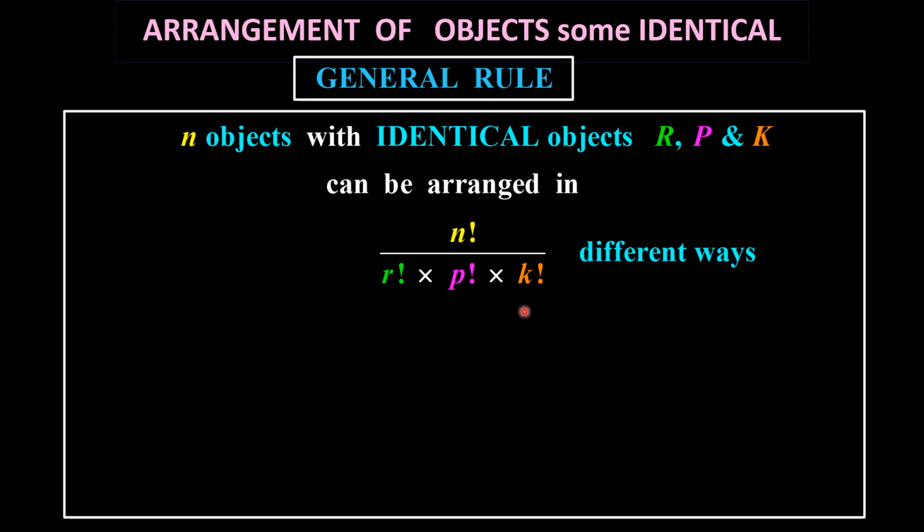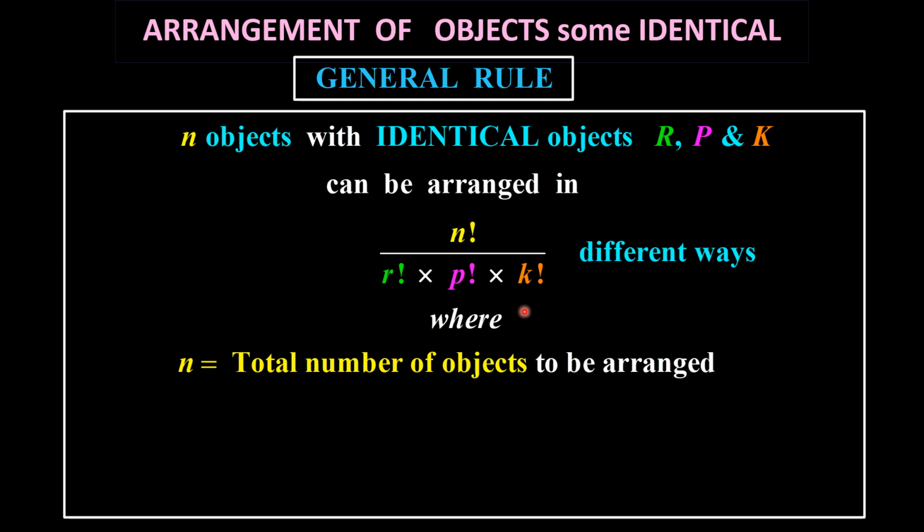Let me just explain the lowercase letters here. The n there is quite clear. N is the number of objects that you want to arrange. Then this small r is the number of objects of capital R. So for capital R, let's say there are 5 identical objects, then this will be 5 factorial. And the same for capital P, the number of objects of capital P is the lowercase p, and the number of objects K that are repeated is the lowercase k.